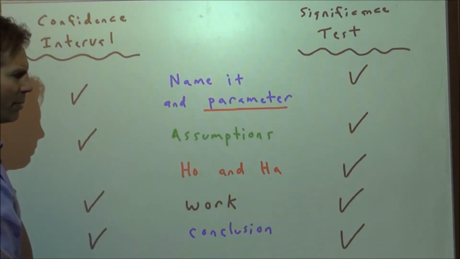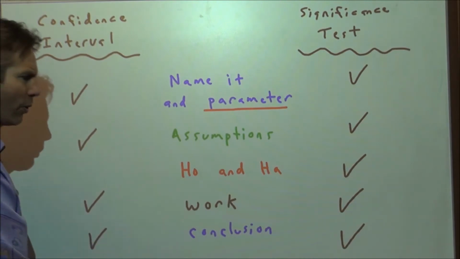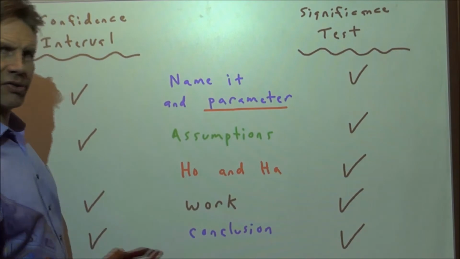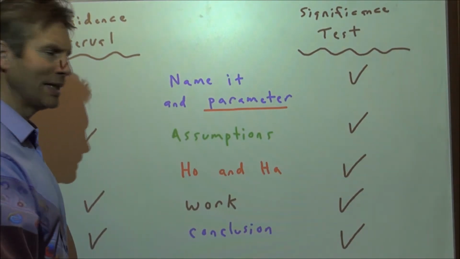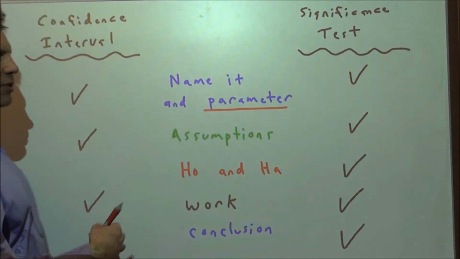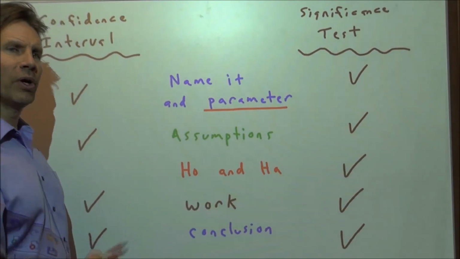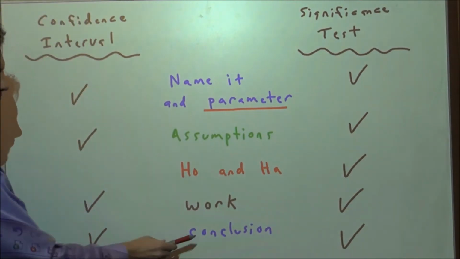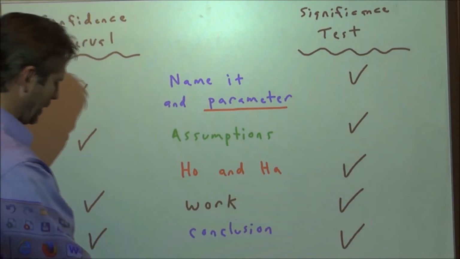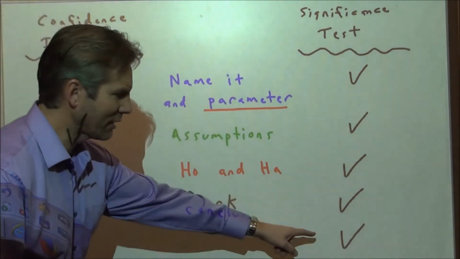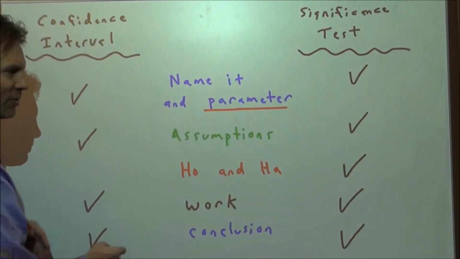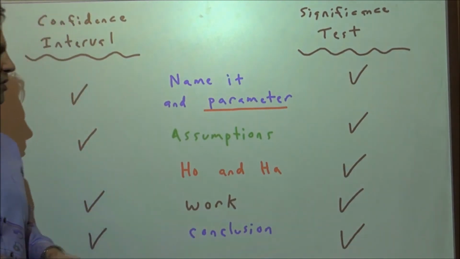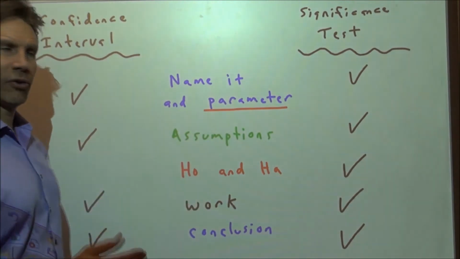Make sure you list both hypotheses. Make sure you show ample work. Take the time to look at the example questions, the previous questions that have been given on AP, and see what the scoring looks like so that you know what's required of you with regard to how much work you need to show on a problem. And then make sure you state your conclusion. You don't just say reject the null. You don't just say we're 95% confident that this is true. You want to state things specific to the parameter that you're doing inference on.